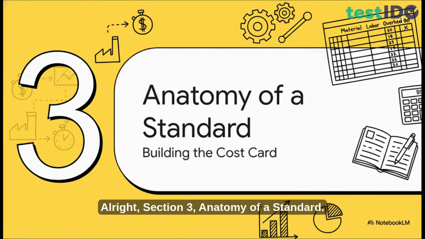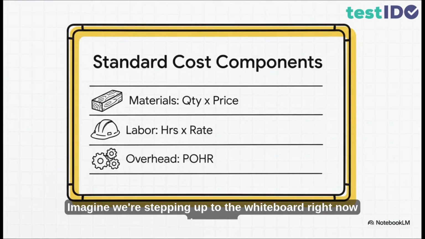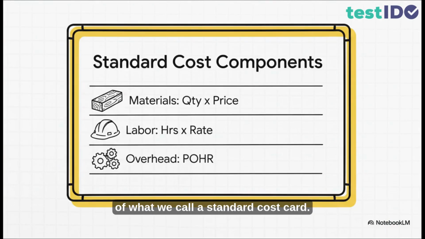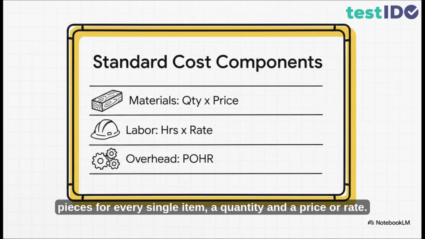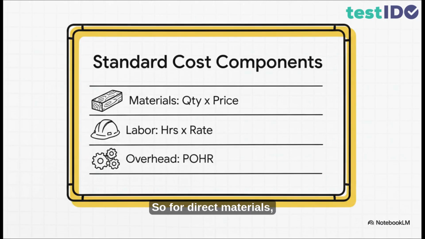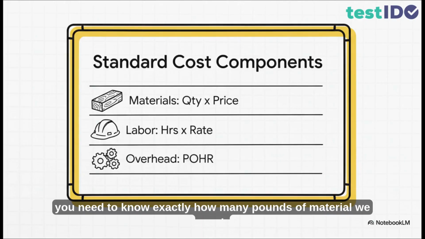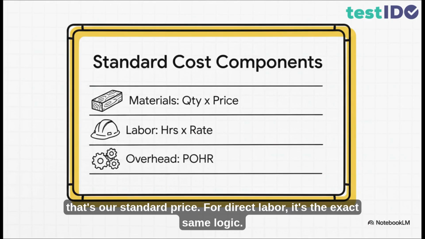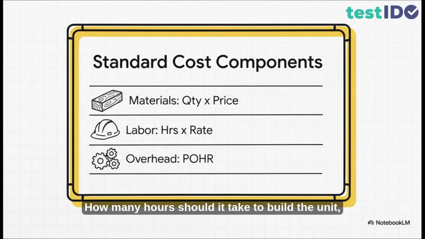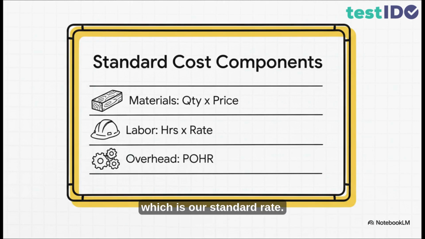All right, Section 3, Anatomy of a Standard. Imagine we're stepping up to the whiteboard right now because we need to build out the specific components of what we call a standard cost card. To build a standard cost, you need two fundamental pieces for every single item, a quantity and a price or rate. So for direct materials, you need to know exactly how many pounds of material we need, that's our standard quantity, multiplied by the market price we expect to pay per pound, that's our standard price. For direct labor, it's the exact same logic. How many hours should it take to build the unit, that's our quantity or efficiency, multiplied by the hourly wage, which is our standard rate.